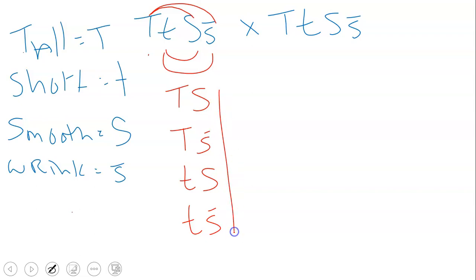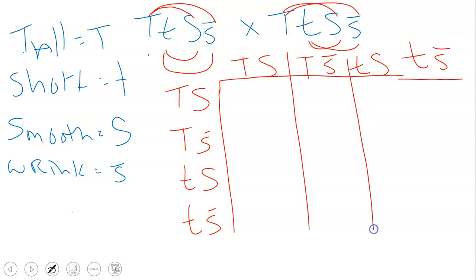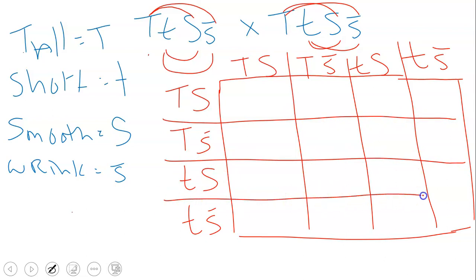Okay, there's parent number 1. Parent number 2, same thing. We're going to put this parent across the top. So again, here, big T, big S, here, big T, little s, here, little t, big S, and here, little t, little s. So again, 4 potential gametes. Remember that law of independent assortment? It gives you all these possible combinations. And notice this is a 16-box Punnett square, a little trickier.